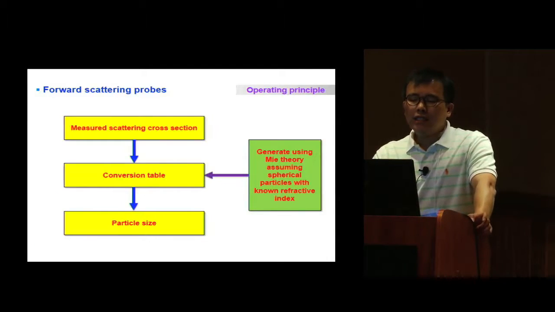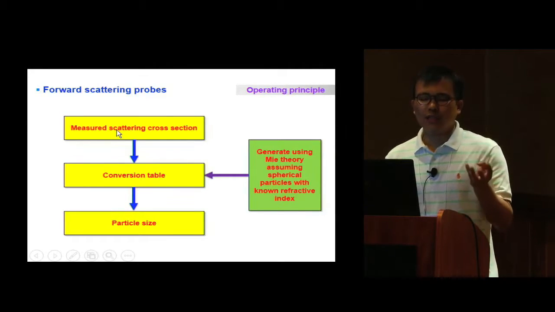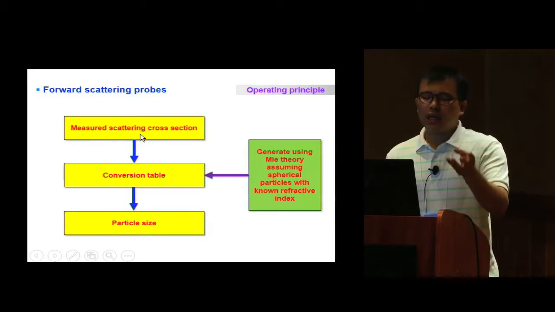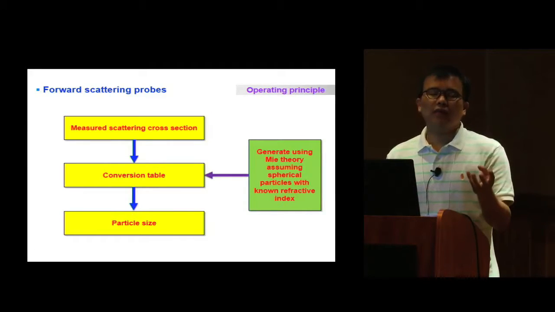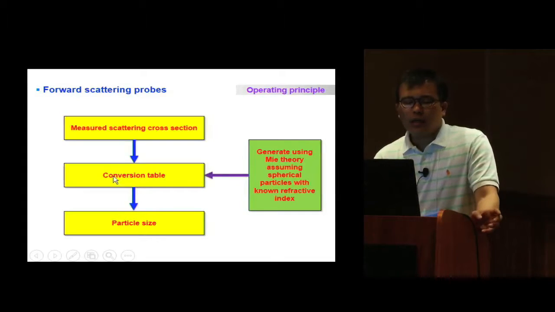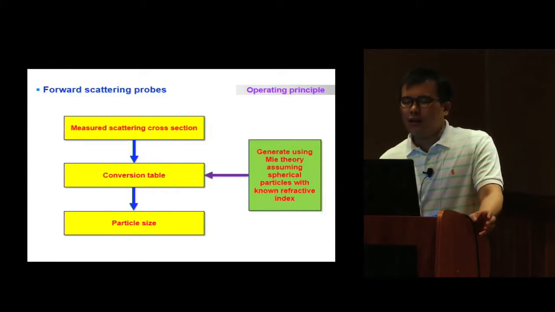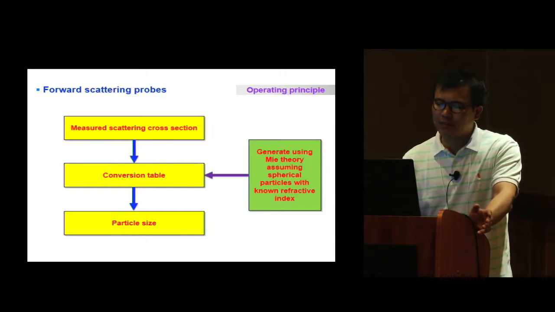So this is the working principle of forward scattering probes. What the probe measures is the scattering cross section, and then we convert it using a conversion table to get particle sizes, and finally we get the particle size distribution. But to generate this conversion table, we use Mie theory and assume a spherical shape and a refractive index, which is unknown.